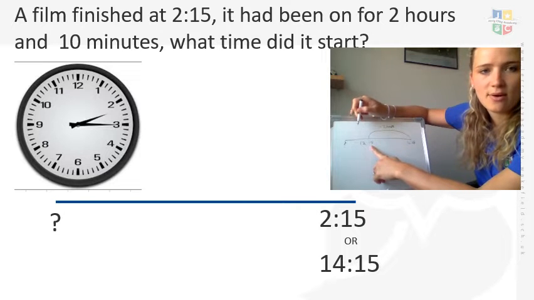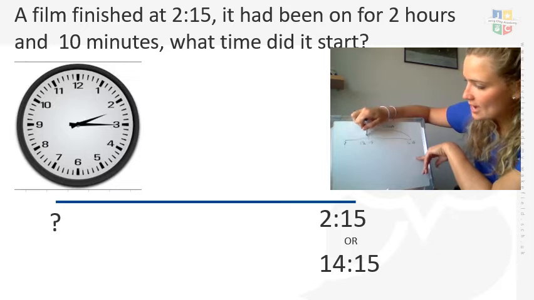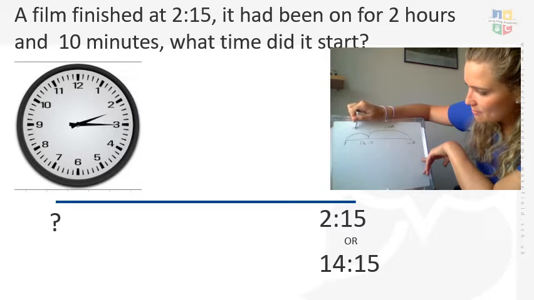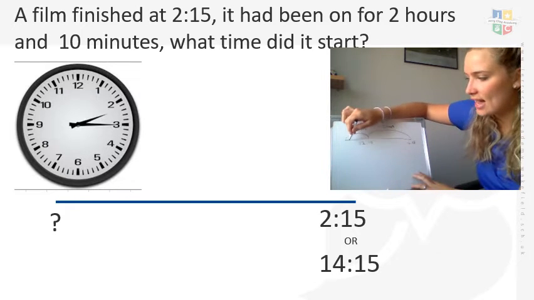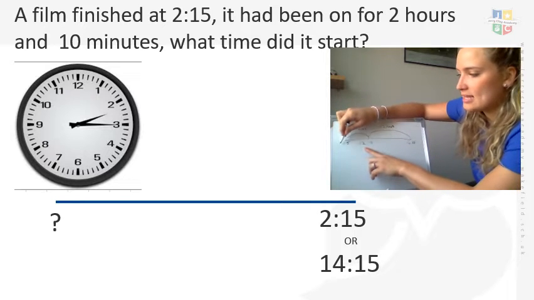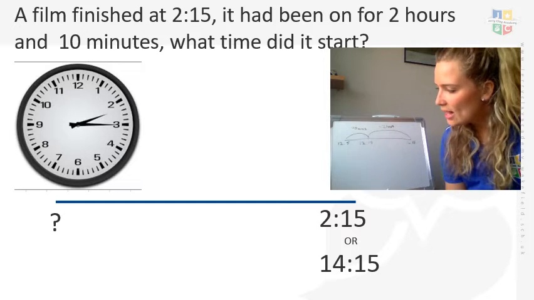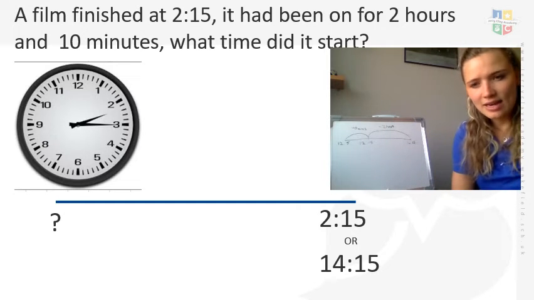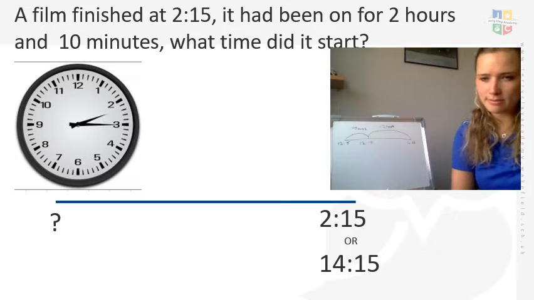Then it says it had been on for 2 hours and 10 minutes. So I now need to take off 10 minutes. So I'm at 15. If I take off 10, I will have 5. Now, my hour will stay the same because I've not gone behind it. If I've just put 12 and my colon and 5, can anyone identify the mistake? Pause now and have a look. What is my mistake?